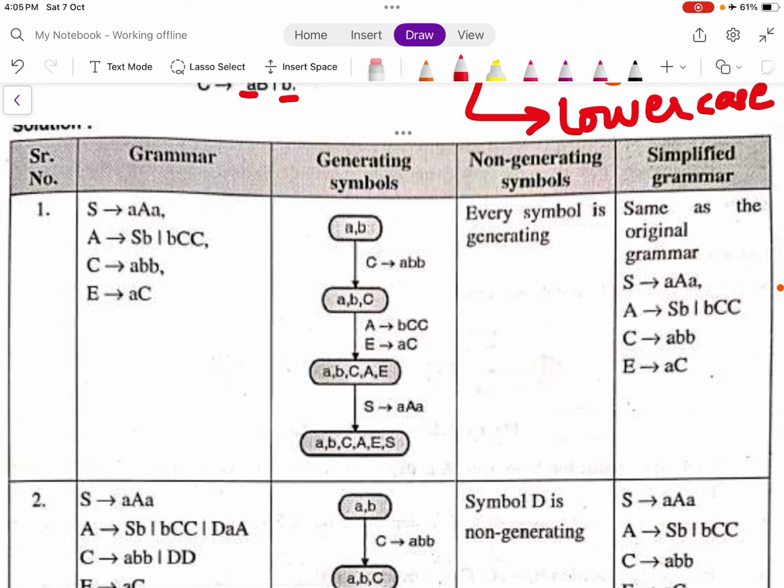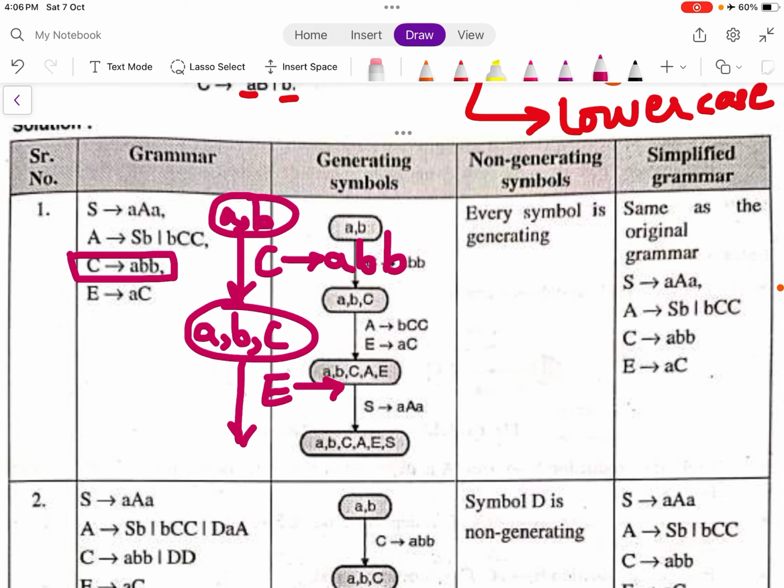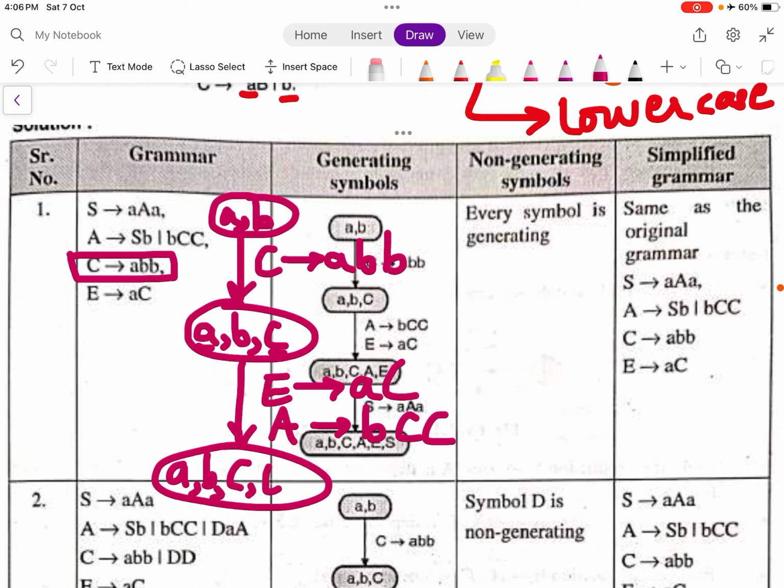In this grammar, S goes to A or small a, A goes to SB or BCC, C goes to ABB, and E goes to AC. We start with the terminal symbols, A comma B. Now C can be derived using ABB, so we write A, B, C. Then E gives AC, and A gives BCC. So it will be A, B, C, E, A.